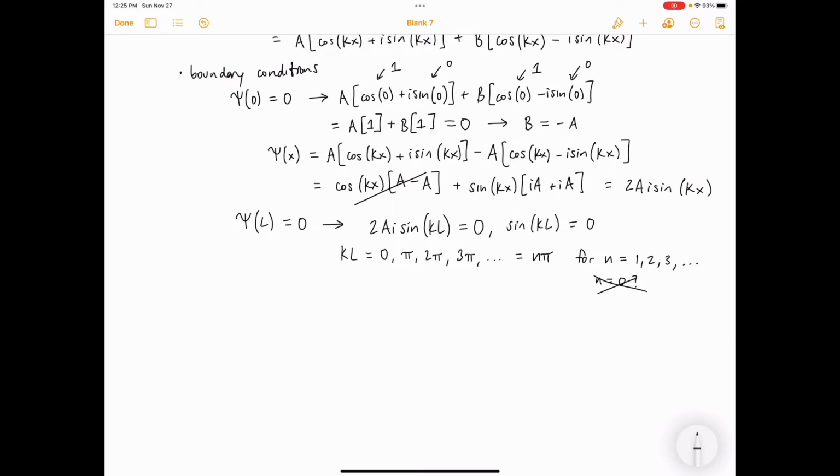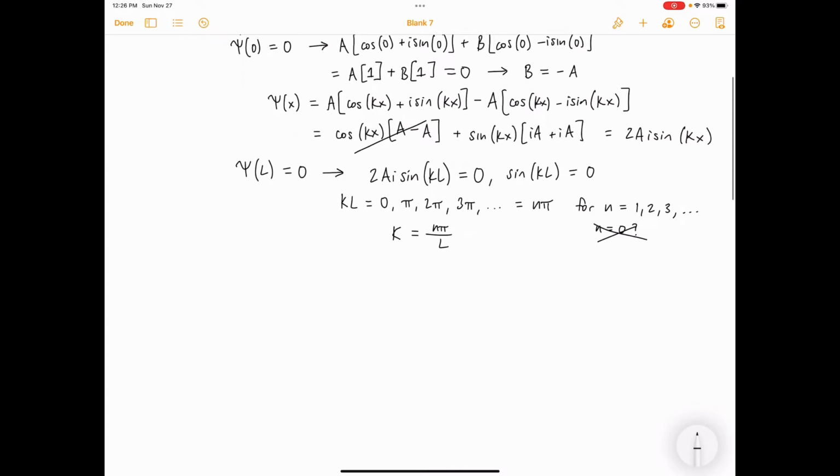So what we're left with then is this. We're saying k times L is equal to n pi. That means k is equal to n times pi over L. So only these specific values of k can work. Okay, so we're almost there.